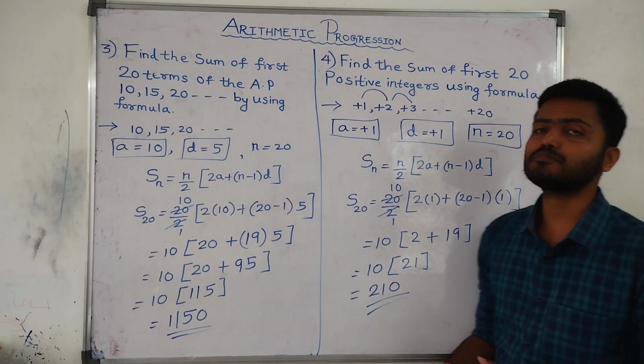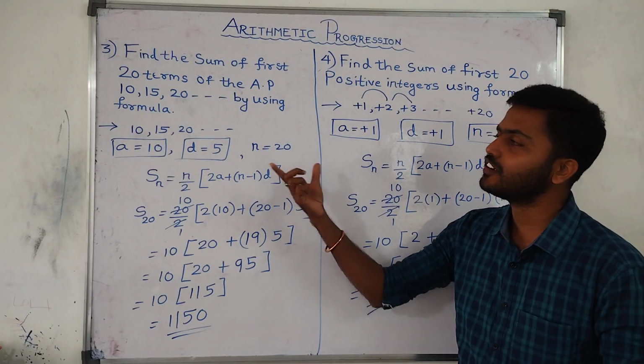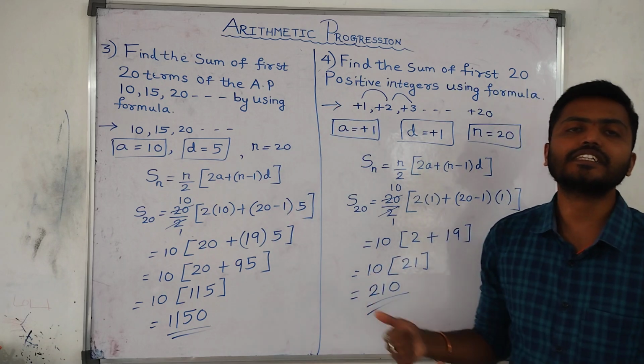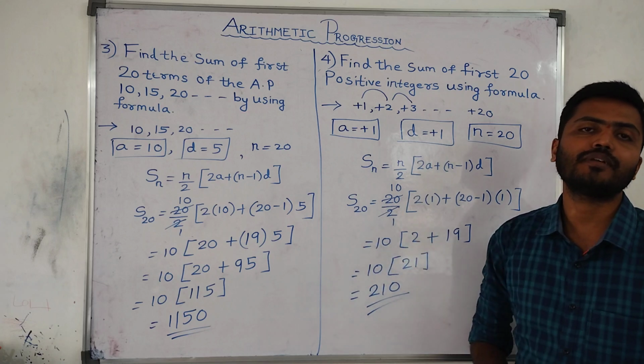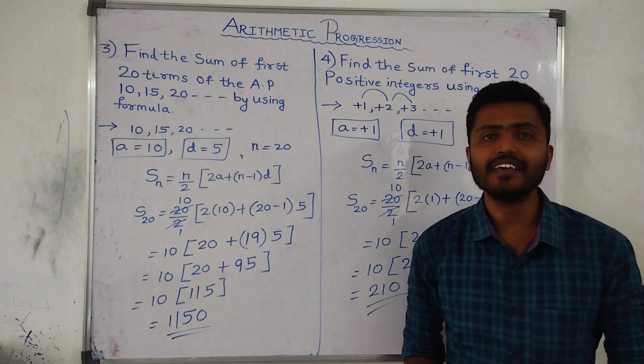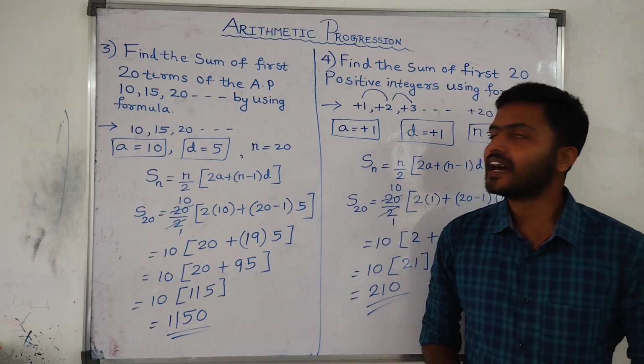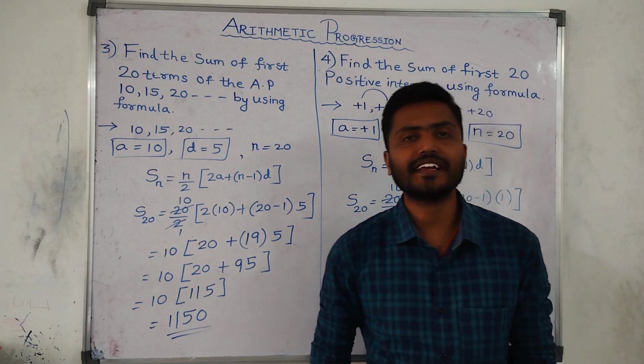Okay? So pretty simple, right, my dear students? You have to first write the arithmetic progression, write the values of A, N and D, and then you have to write the formula and substitute the values. Okay? So it's very simple. So now let us move ahead to the next question.